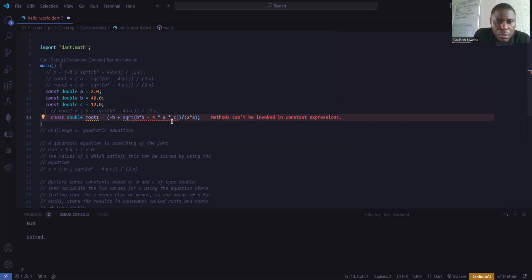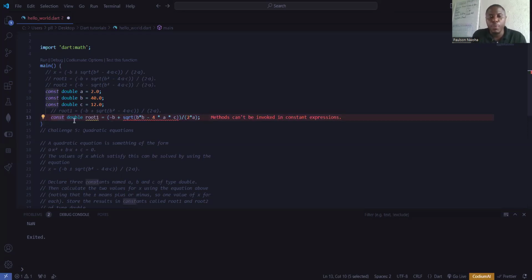Square roots. Methods can be invoked in constant. Okay, so we will remove this constant. Okay, look at what it was complaining. These are simple things you're going to be meeting. I have an error here now, and it says methods can be invoked in constant expression. Just hover over the red line. Visual Studio will tell you exactly what the problem is. I am trying to invoke a method and I'm assigning it to a constant.